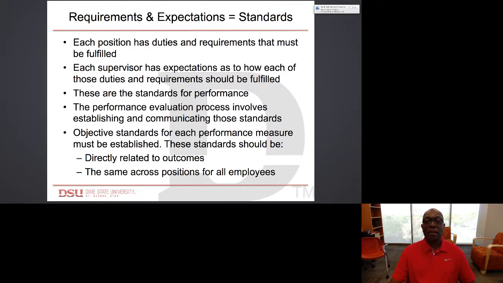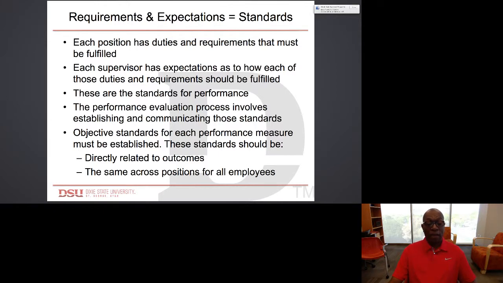Requirements and expectations equal standards. Each position has duties and requirements that must be fulfilled. Each supervisor has expectations as to how each of those duties and requirements should be fulfilled. These are the standards for performance. The performance evaluation process involves establishing and communicating those standards. Objective standards for each performance measure must be established.